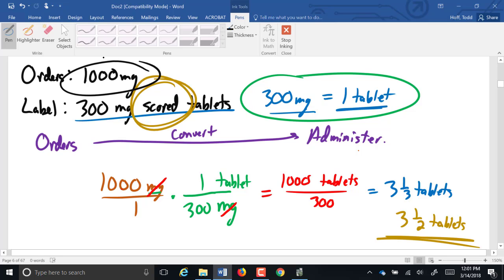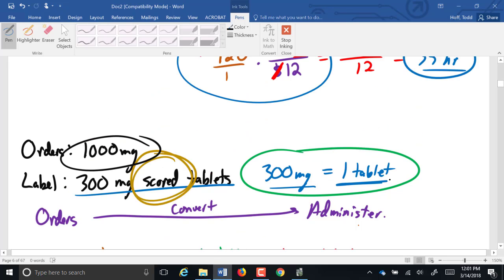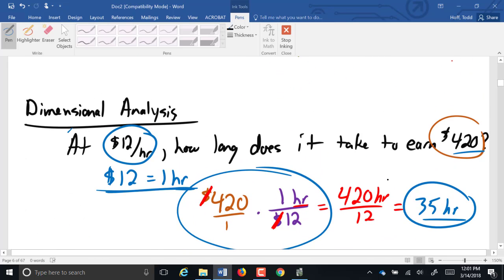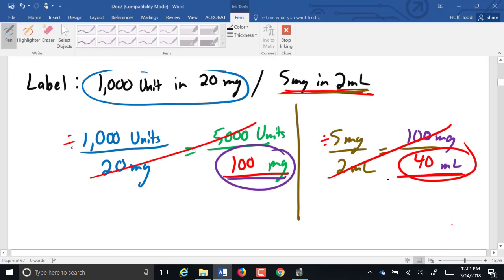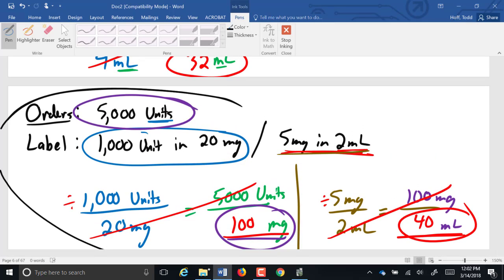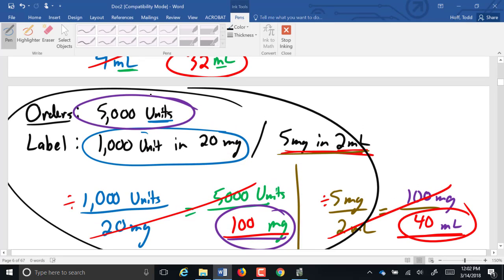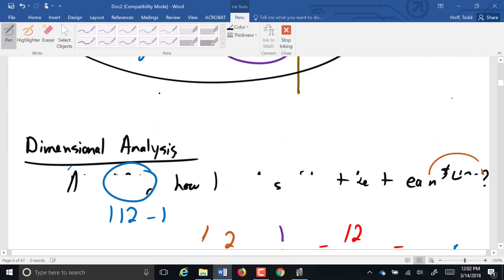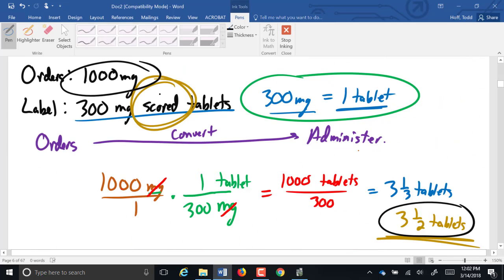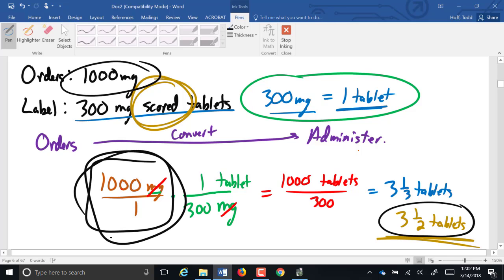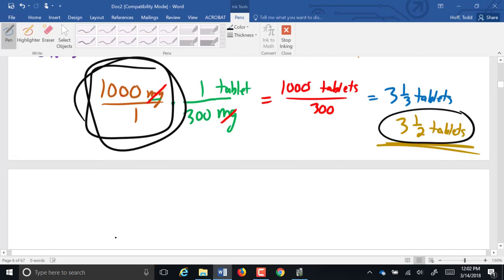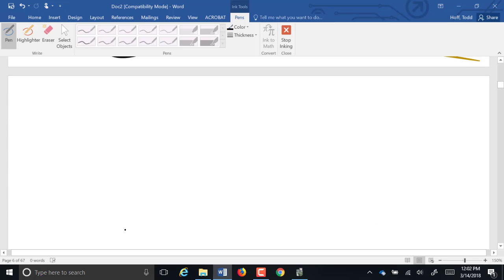Always starting out with the doctor's orders, and then just using those equivalencies from the label to get to what we have to administer to the patient. One of the difficulties that some people have with the proportion method is trying to figure out what you start with. So that's one of the other things that's convenient about dimensional analysis: we always start out with the doctor's orders. Let's look at the other example.